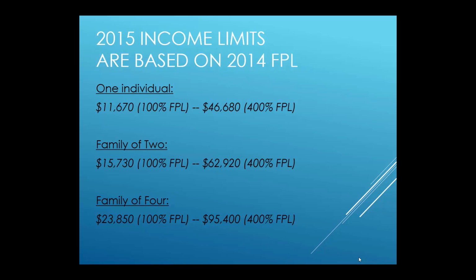This is an average all across the country for a family of two. That can be a single parent and a child, or a married couple, $15,730 up to $62,920. If they buy insurance through the marketplace and they have this income level, they can still possibly qualify for the premium tax credit. For a family of four, $23,850 up to $95,400. That's pretty hefty income for a family of four, where they can still qualify to get some help from the premium tax credit.